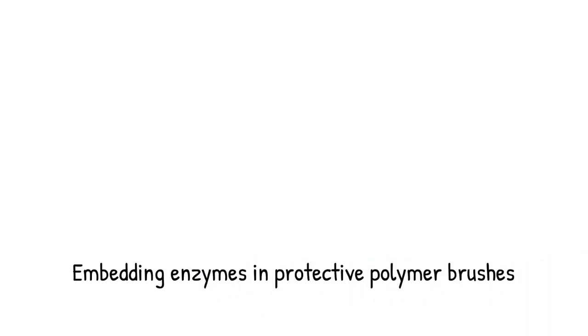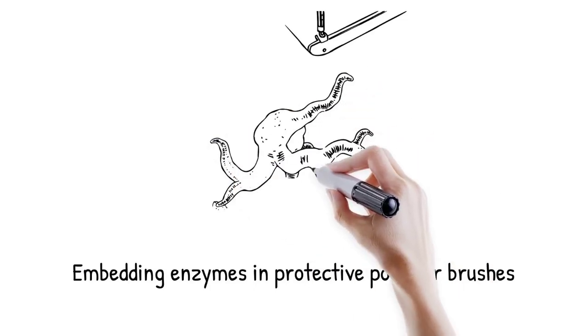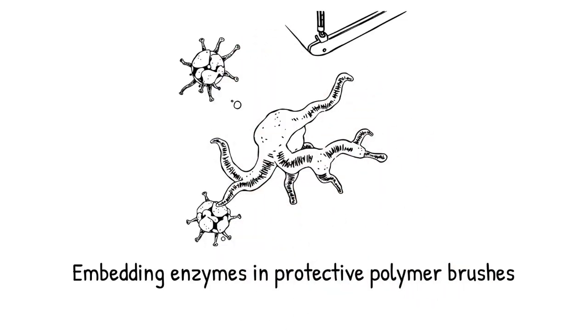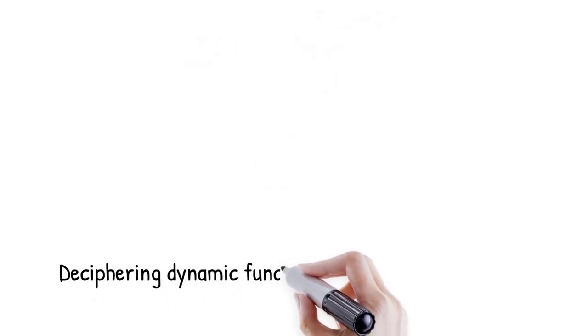Embedding enzymes within protective polymer brushes enhances their operational lifetime by excluding proteases and radicals. It's like coating steel beams with anti-corrosion paint. The protective layer preserves structure even under harsh weather.